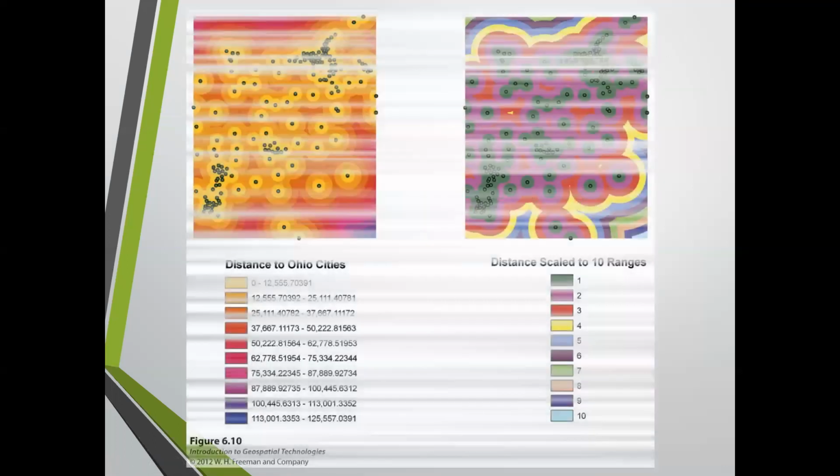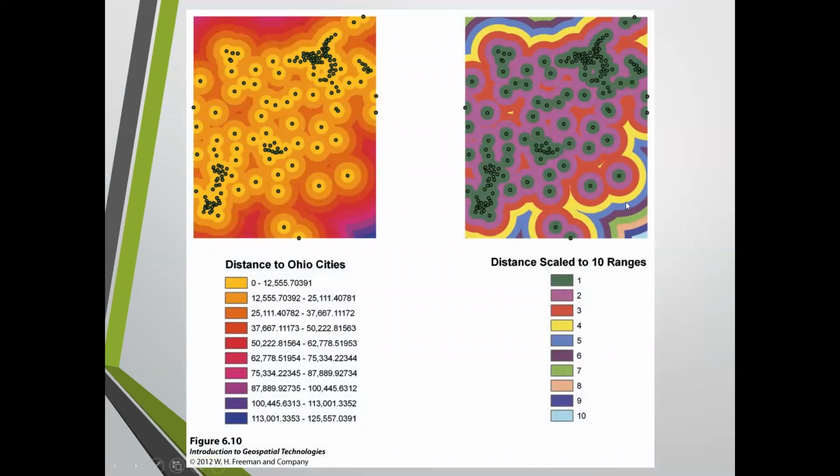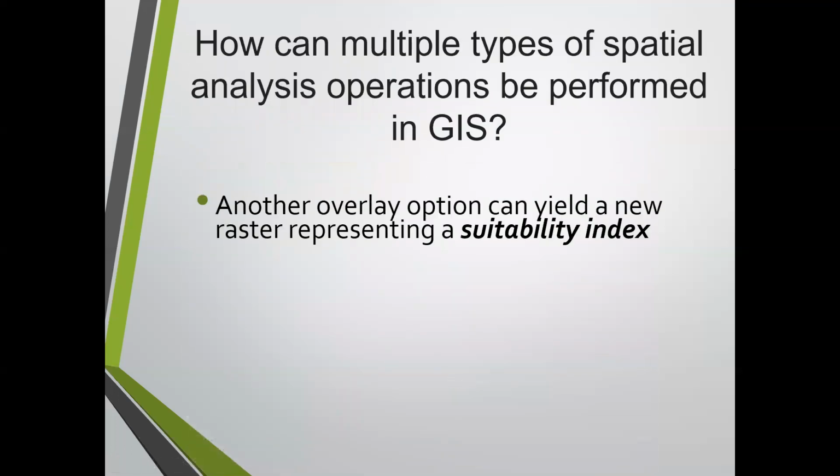So you can see they're not really buffers, because these can continue until they hit the end of the data. All right. A buffer is only going to go as big as the buffer distance allows it to go. Okay? Now you can create a buffer out of this, you can do what's called a clip operation. So you could run a buffer around one of these things and determine what's happening within that buffer. Or you can say, well, I want my buffer to be from, let's say, 0 out to 50 miles. You can do that, but this is a distance that's going to run out until it hits it. So another type of overlay operation can yield what's called a raster representing a suitability index.